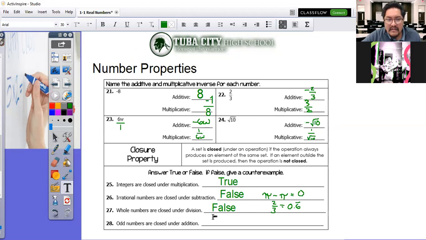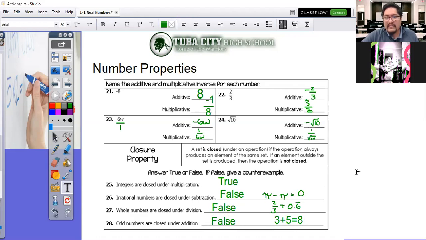Odd numbers are closed under addition. So think about it. Adding 2 odd numbers. If I add 2 odd numbers, will I get an odd number as an answer? An odd number I can think of is 3, plus another odd number I can think of is 5. 3 plus 5 is 8, which is not odd. So we went outside the group of odd numbers. So in this case here, this would be false.